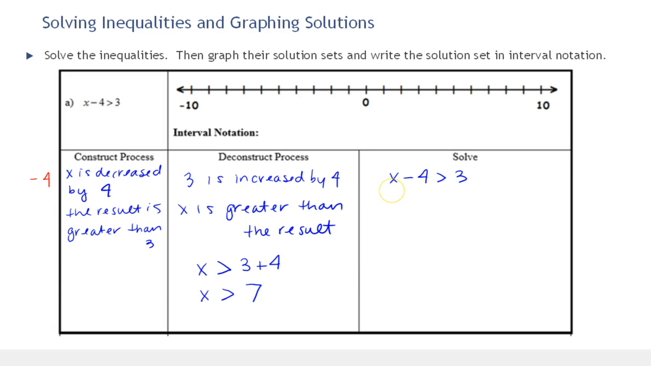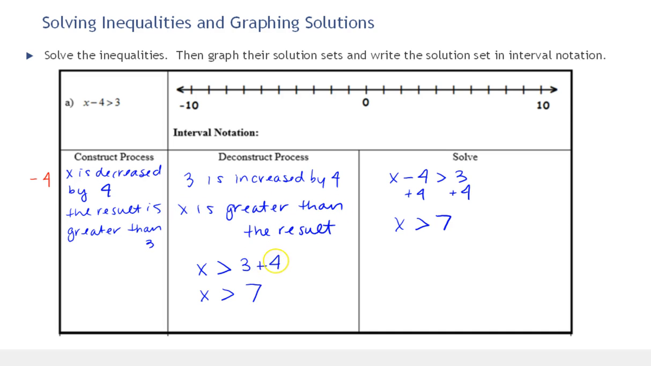Here, we know that we have x minus 4. Okay, we want x by itself. We know we can add any quantity to both sides of the inequality, and the inequality is still true. So here, adding 4 to both sides, we have x is greater than 7. And notice that corresponds to our result here. Okay, so that also validates what we have done here, that x is greater than the result.